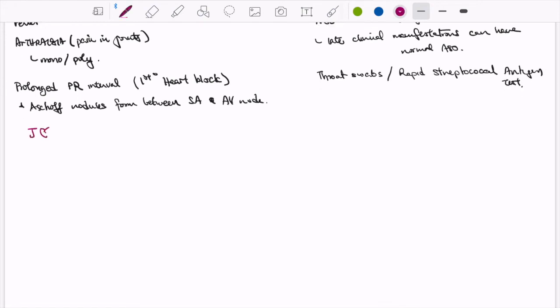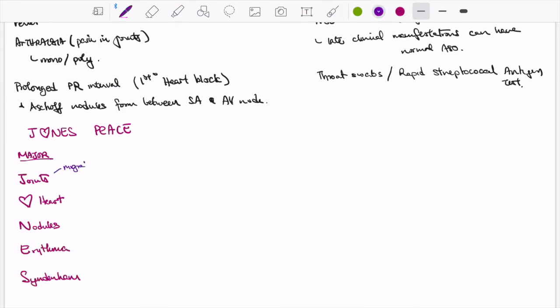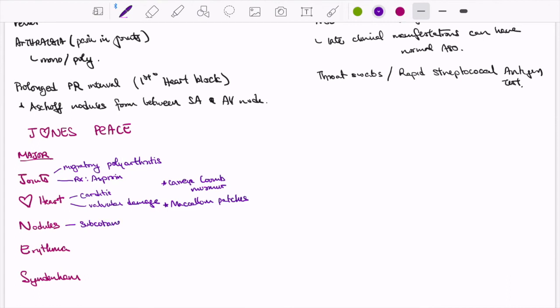The mnemonic Jones criteria is commonly used to remember the criteria. Let's review the symptoms and their key points. So the major criteria include joints, heart, nodules, erythema, and Sydenham chorea. The joints have migrating polyarthritis and are treated with aspirin. The heart can flare up pancarditis and is known for its valvular damage. We need to look out for Carey-Coombs murmur and McCallum patches. Nodules mean subcutaneous and extensor surface nodules. Erythema marginatum are painless rashes. Sydenham chorea is the flinching movement disorder.